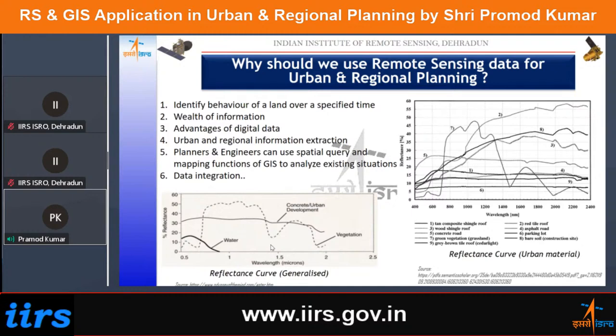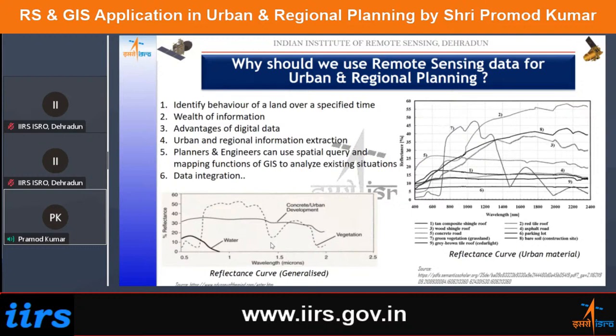But those are all on the left hand side. You are seeing the broad spectral reflectance curve. On the right hand side, you see there is a variety of materials that are being used for building structures. So the upcoming technology, that is hyperspectral remote sensing, is where, based on the material characteristics, one can segregate the features.